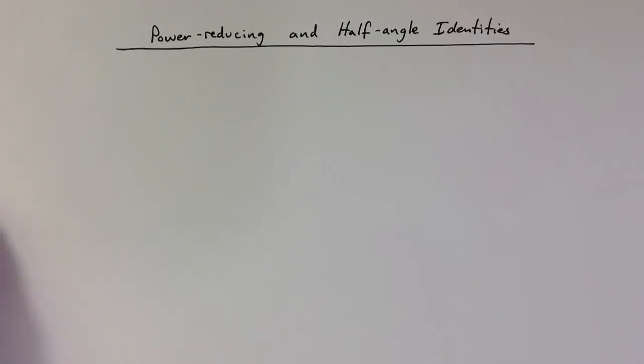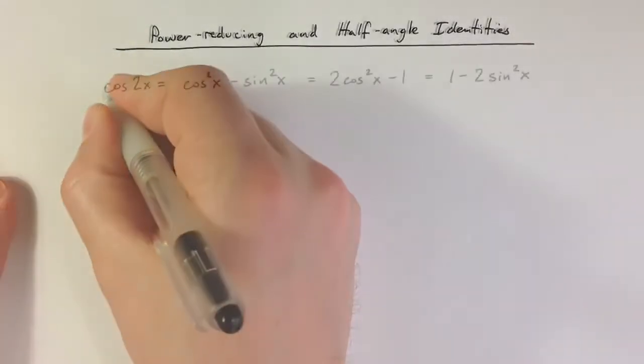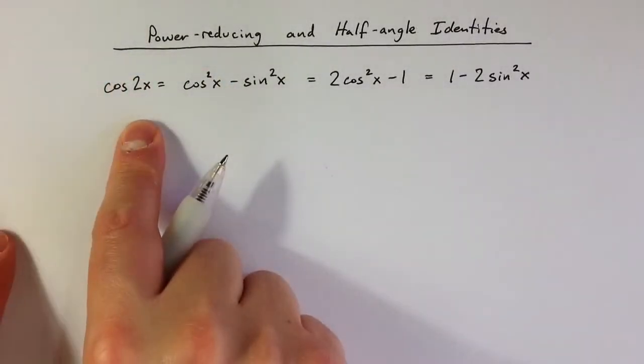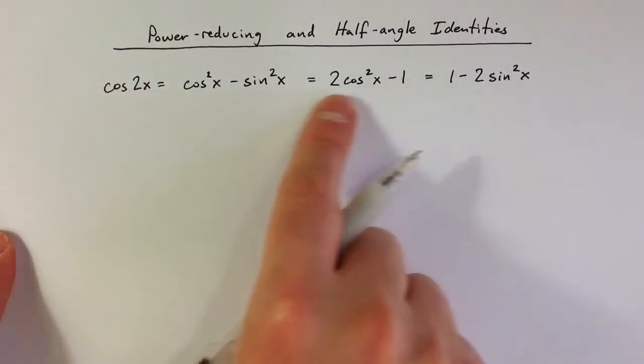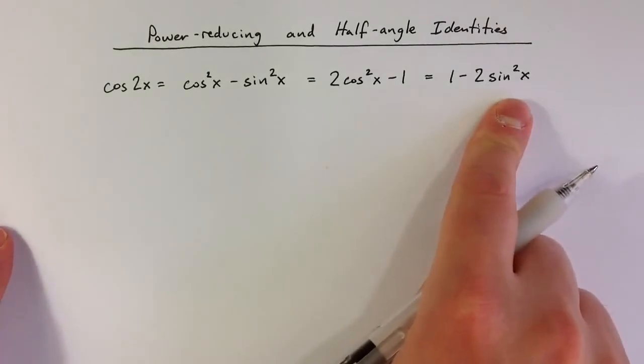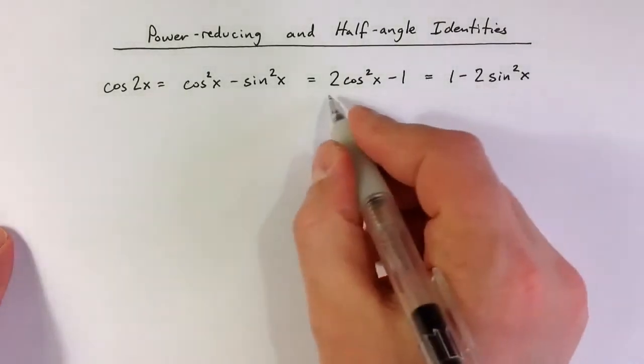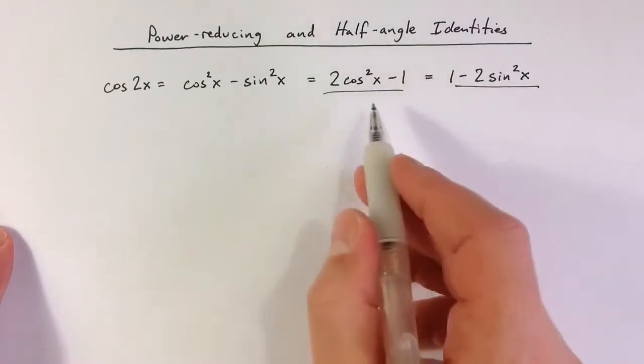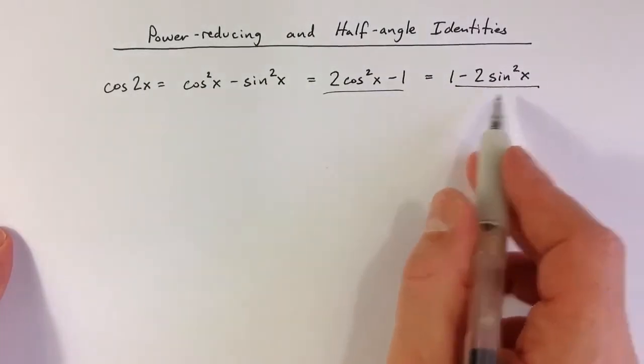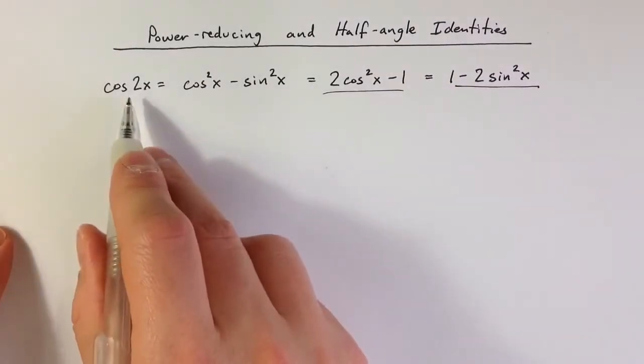Let's take a look at the power-reducing identities and the half-angle identities. The double-angle identity for cosine can be written in a few different ways, and we can use these alternate forms to express cosine squared and sine squared in terms of cosine of 2x.